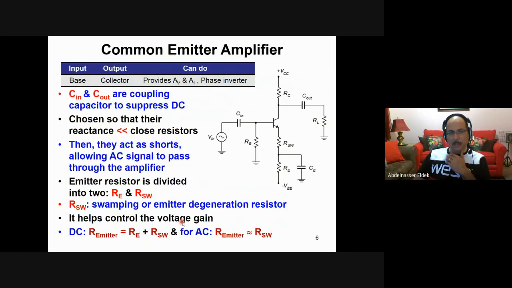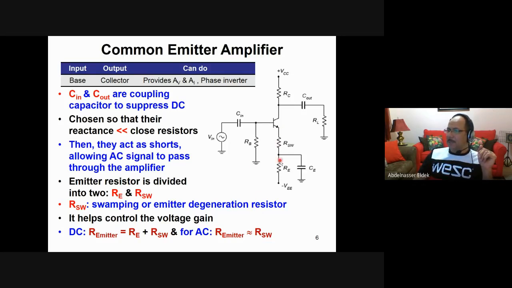control the voltage gain. Of course, the highest gain is when we have RSW equals 0. If this one is 0, you will get the highest voltage gain, AV. But sometimes you need to control it. You don't need to have, for example, 100 amplification. You need the amplification to be limited. You want to control it. So if RSW is 0, you will get the highest amplification, let's say 100, for example. But if you want to get it down to 10, for example, from 100, then in this case you have to add this resistor.